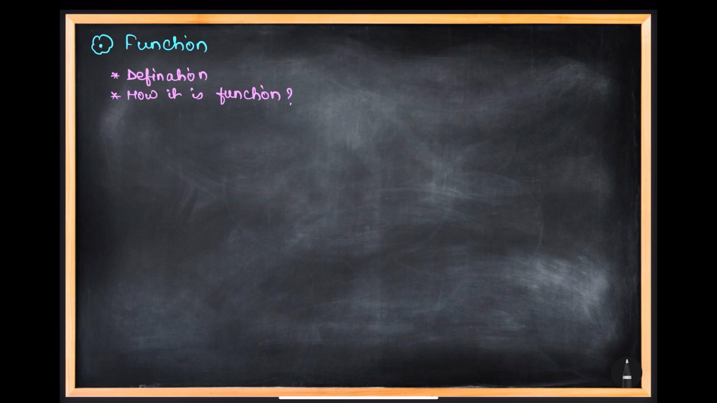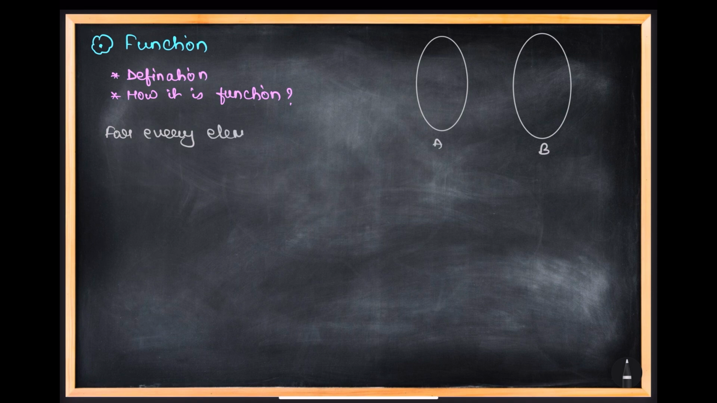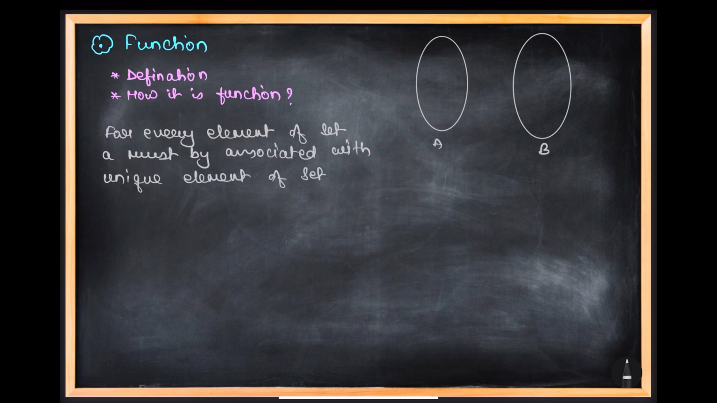So what is the definition? Suppose that we have set A and we have set B. So there will be two sets involved. Now the definition is: every element of set A must be associated with a unique element of set B.